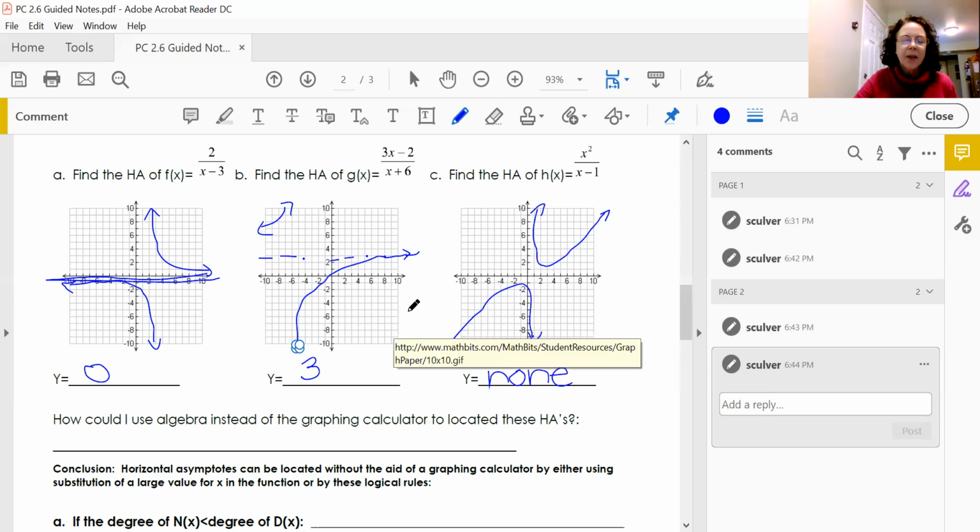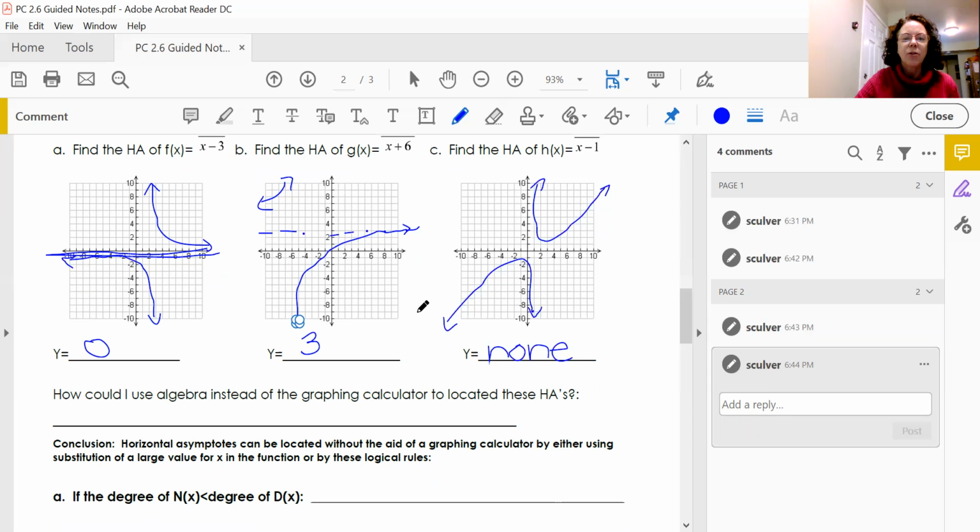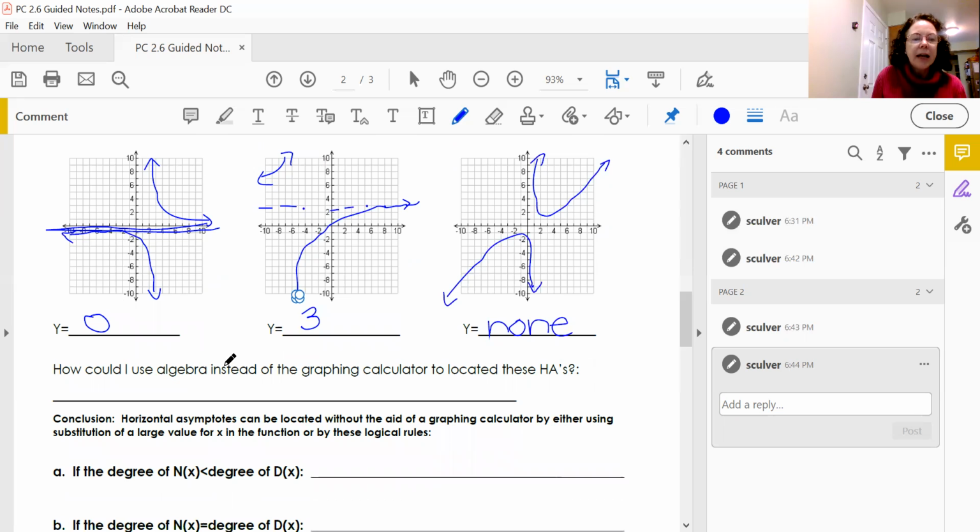This is a little harder, but it kind of makes sense. Okay, let's go a little further. How could I use algebra instead of a graphing calculator to locate these horizontal asymptotes? And actually, the answer to that is right below. So, horizontal asymptotes can be located without the aid of a graphing calculator by either using substitution of a large value of x in the function or by these logical rules. So, you can substitute a large x into the function, right?